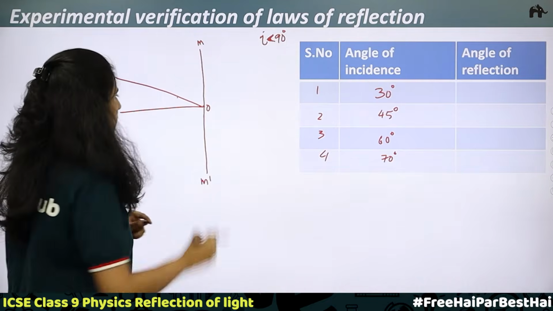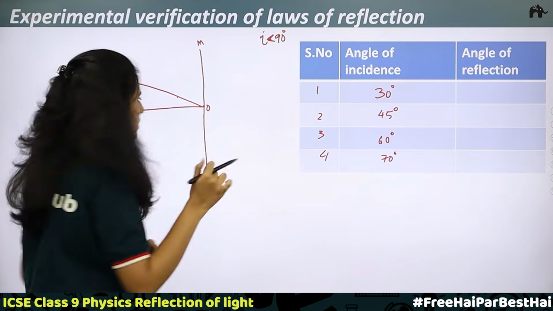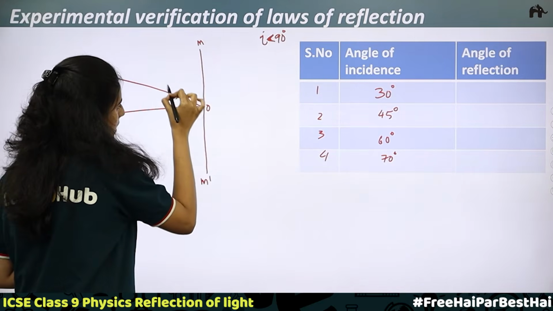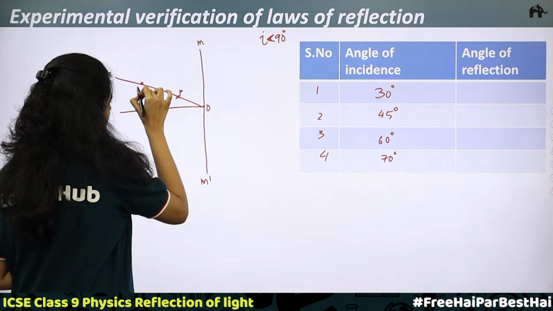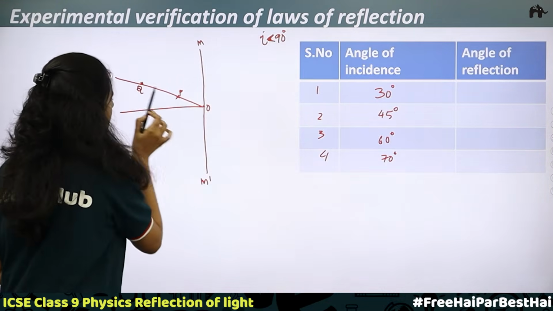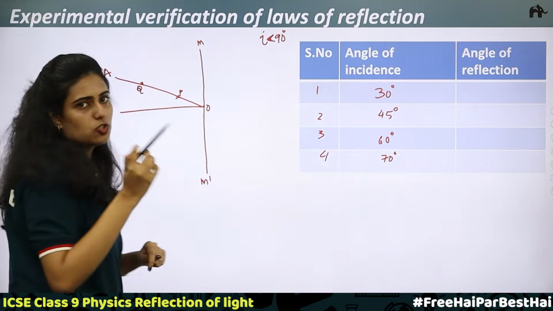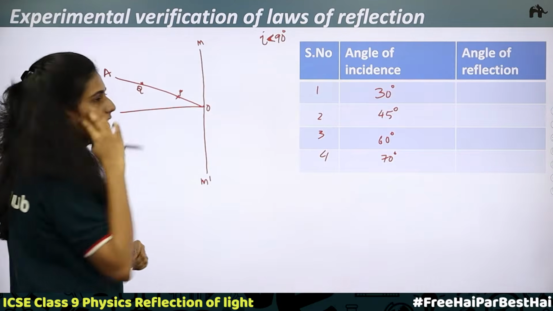Now, small colored pins will be available. Take 2 pins. Fix the first pin here at any point and the second pin at another point. Let us name it as P and Q. Only thing is that the distance between these points should be at least 5 cm. Okay, fixing the points here.